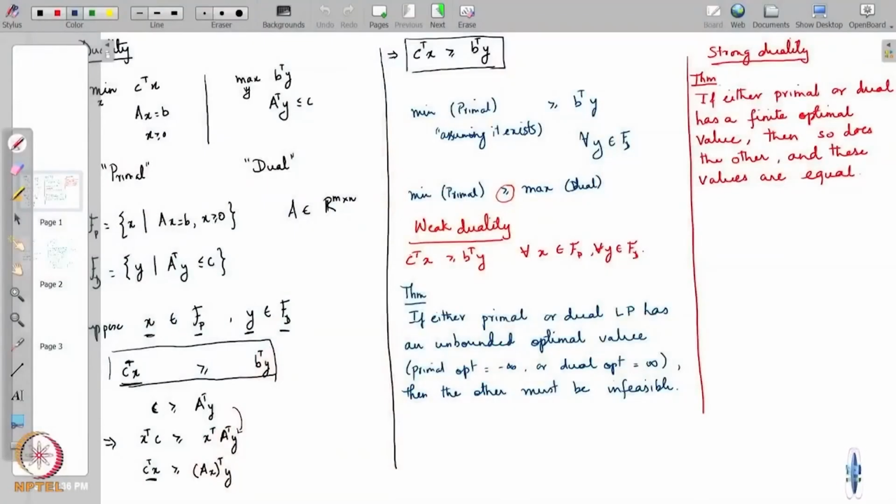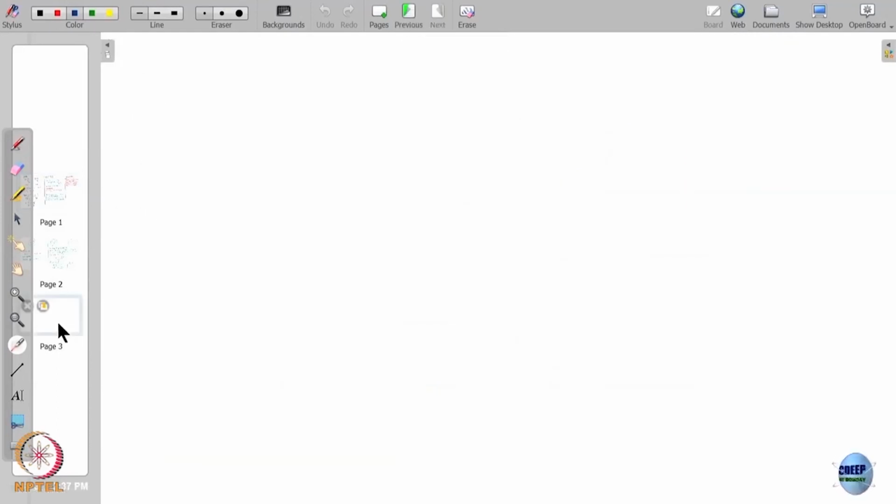Okay. So, now using this we will be proving the strong duality theorem. So, what are we going to prove? Let us go back to the statement of the theorem. We want to prove this red statement here. The statement says that if either primal or dual has a finite optimal value, then so does the other, and these values are equal. The other statement, which is that if either primal or dual is unbounded, then the other must be infeasible, is trivial. We argued that directly by looking at weak duality. Okay. So, now we are going to look at the strong duality theorem.